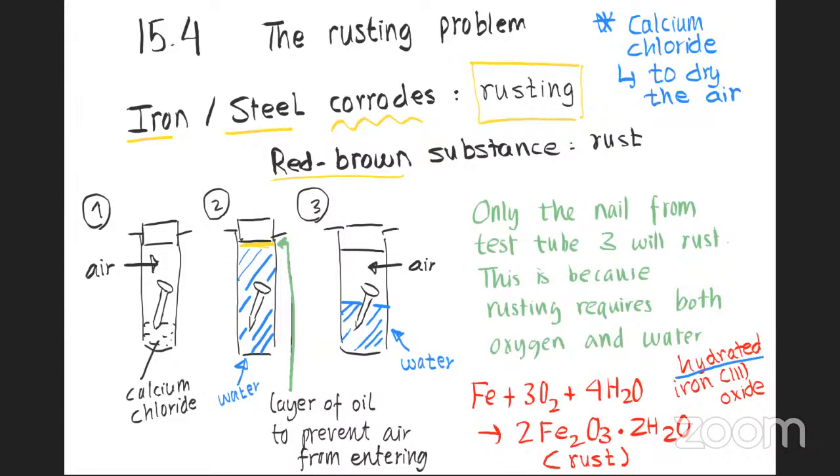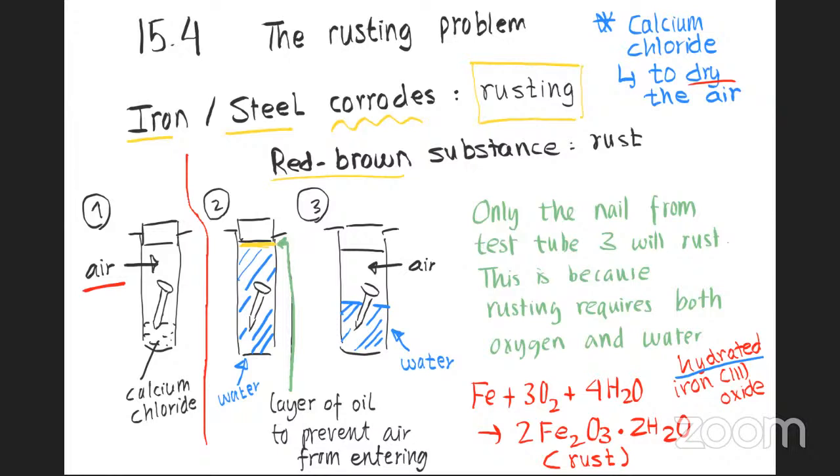In order to investigate rusting, we can carry out an experiment using 3 test tubes. In the first test tube, we're just going to expose the nail to air but not water. We make sure the air is not exposed to water by adding calcium chloride, which ensures that the air is dry. So in the first case, the nail is exposed to air but not water. In the second case, you add water, but this time you also add a layer of oil, and the layer of oil prevents the air from entering. So in the second case, the nail is exposed to water but not to air.